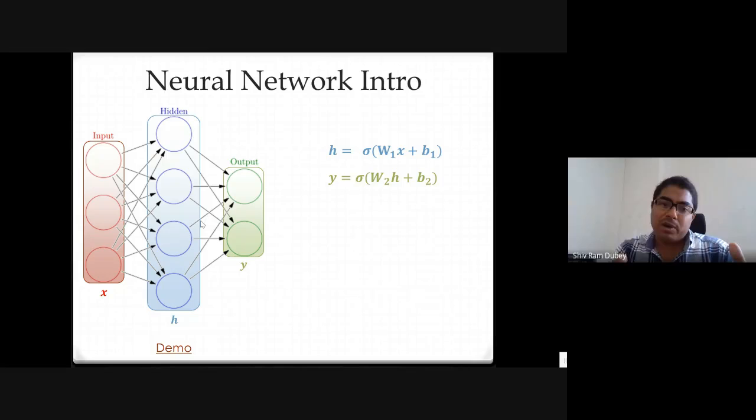And suppose the number of hidden layers is many, then that network will be called a deep neural network. And once the number of hidden layers is more, and it is a deep neural network, then that is also going to be termed a deep learning based model.